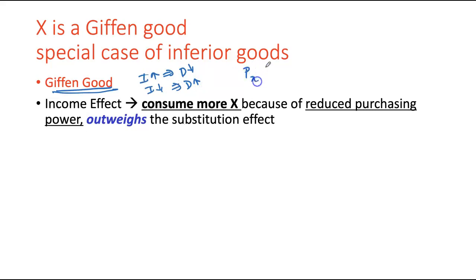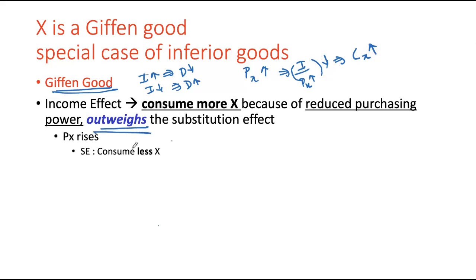So income effect of an increase in the price of X would be purchasing power has been reduced. With lower purchasing power, I should be consuming more of X because this is an inferior good. Inverse relationship between income and the quantity consumed of the good. Let's summarize the two effects now. Substitution effect of an increase in the price of the good is telling us that as X is becoming more expensive, consume less of X because it's relatively more expensive. And income effect for a Giffen good is consume more X. Purchasing power was reduced, you're consuming more X.